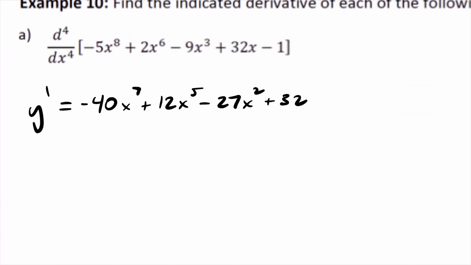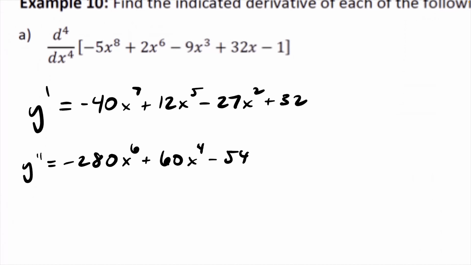How do you think I'm going to use that to find the second derivative? Do it again. Yeah, do it again. It seems harder than it is. That's what I thought. Yeah, you just keep finding the derivative of the one you did before. You don't go back to the original, you go back to where you did before. So second derivative just means the first derivative of the first derivative. So negative 280x to the 6 plus 60x to the 4th minus, what is that, 54x. 32 drops off, right?